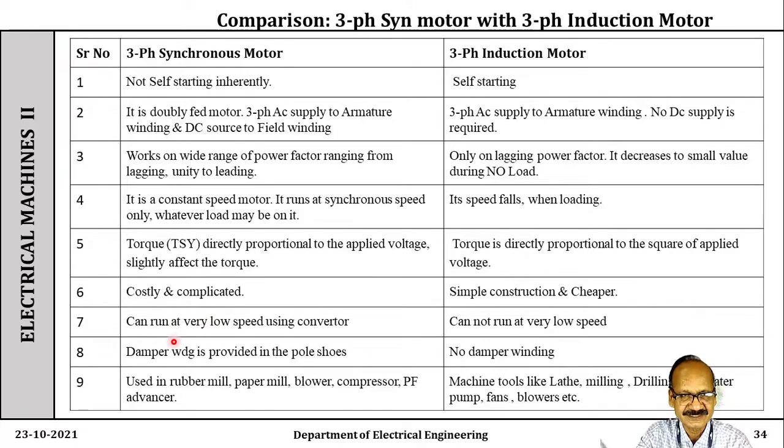Now the three-phase synchronous motor can run at a very low speed using a converter, whereas the induction motor cannot be run at a very low speed. Damper winding is provided in the pole shoes of the synchronous motor, whereas the three-phase induction motor does not require damper winding.